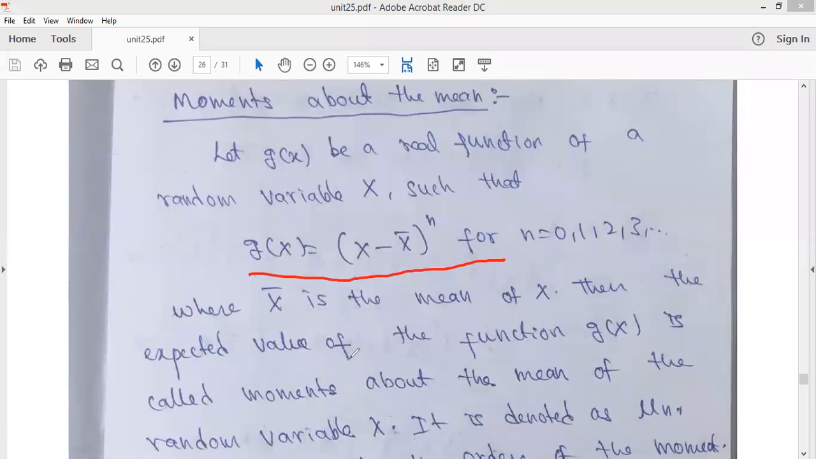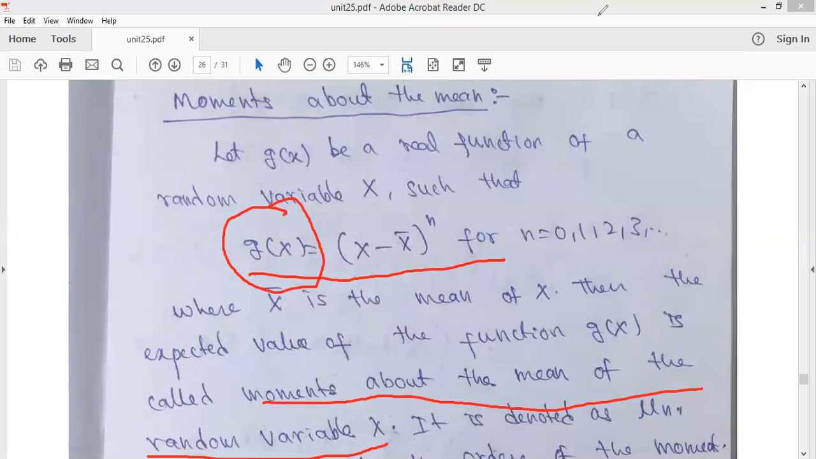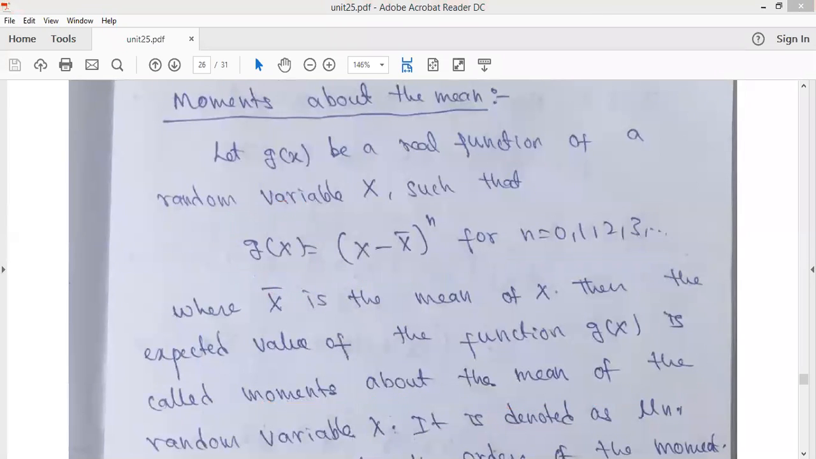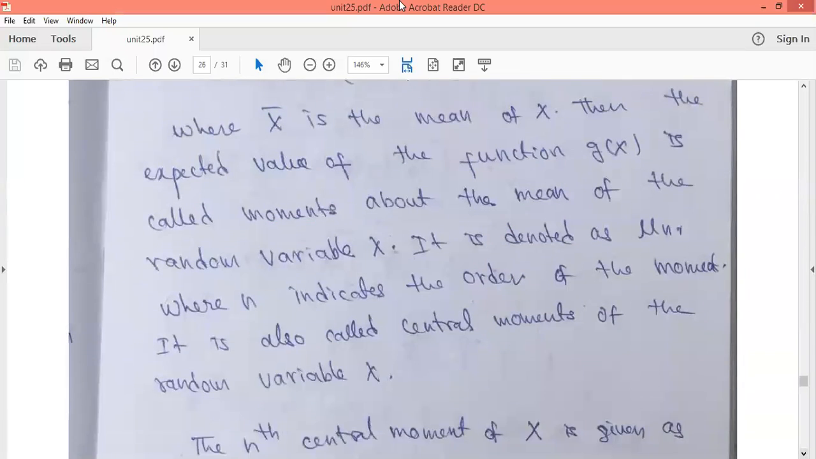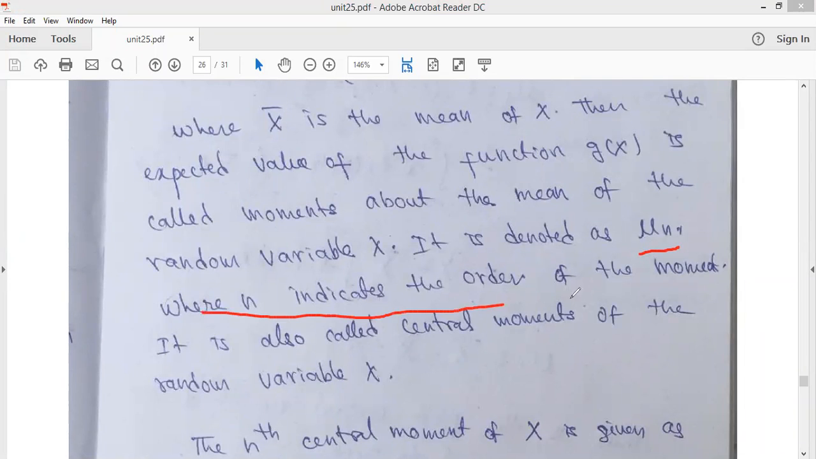Then the expected value of the function g of x is called the moment about the mean of the random variable x. How do we denote this? We denote it as mu of n. Here n is called the order of the moment, and mu of n is also called the central moment of the random variable x.